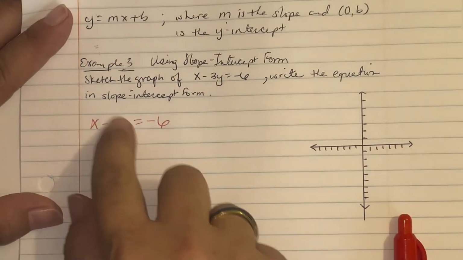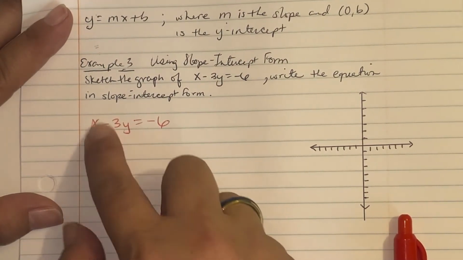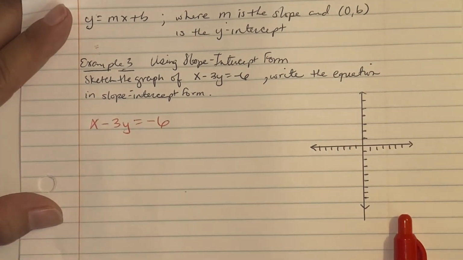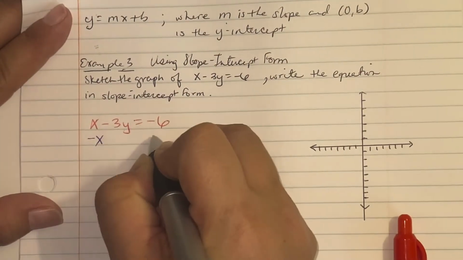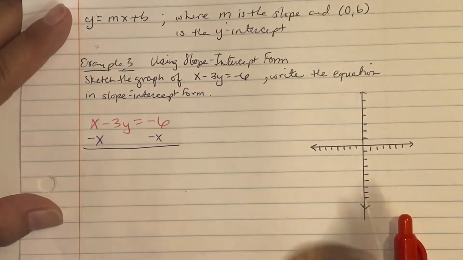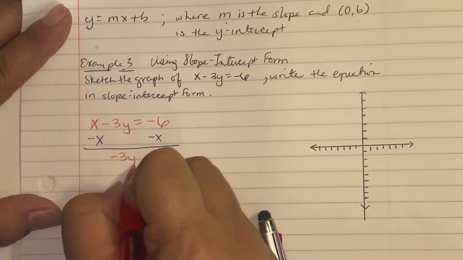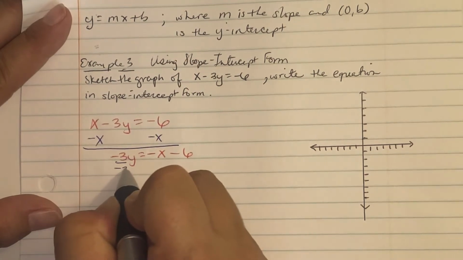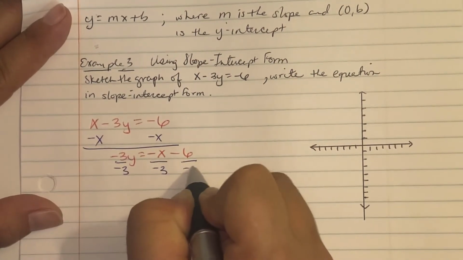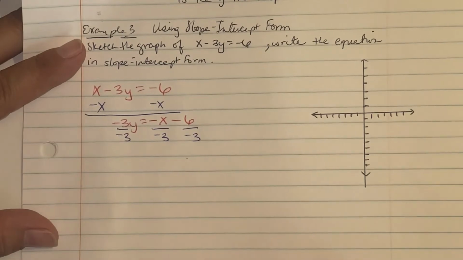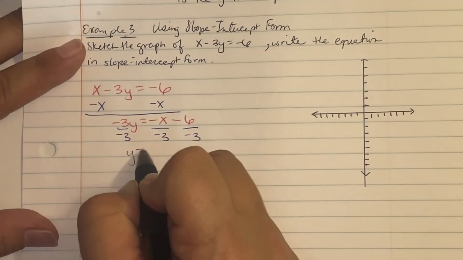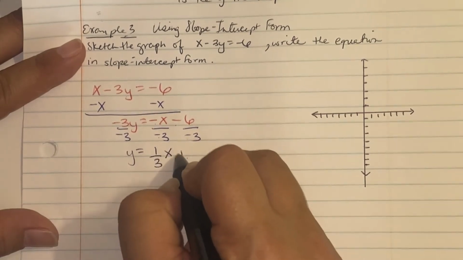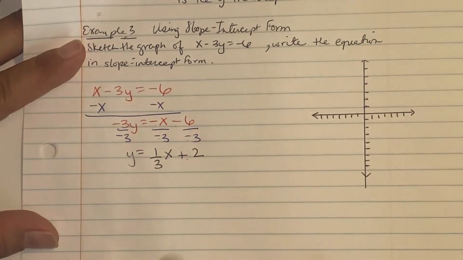So remember, think of the left side of the equal sign as being New Jersey, the right side of the equal sign is New York, and you're crossing the bridge, so you must change signs. So first thing we're doing is subtract the x over. So we get negative 3y equals negative x minus 6. Then you're dividing every single piece by negative 3. So then you end up with y equals, negative makes it positive 1/3 with an x, negative makes it positive, 6 divided by 3 is a 2. So here's our equation.